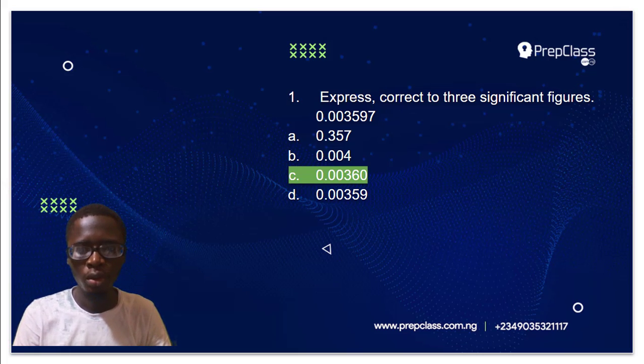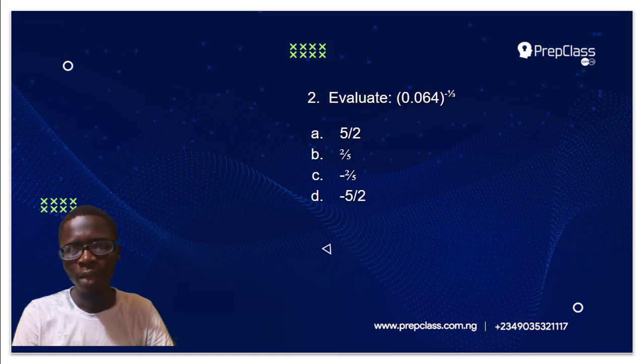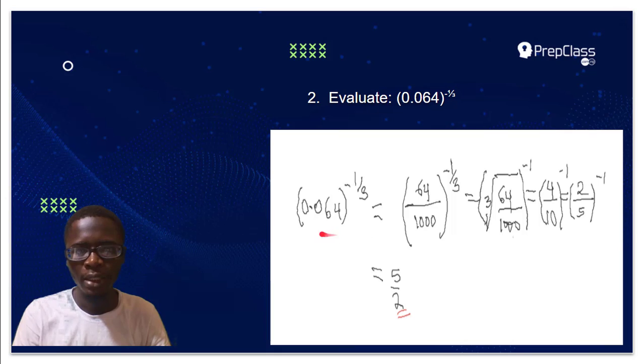Proceeding to the next question, question number 2 says, evaluate 0.064 raised to the power of minus 1 over 3. So here, we decide to write it in fractional format, as you can see from this to this. As 64 is here divided by 1, the number of zeros signifies the number of digits here. We have 1, 2, 3 zeros. So in another word, 0.064 is tantamount to 64 over 1000. By the time you divide this, you're going to obtain the same value as here.